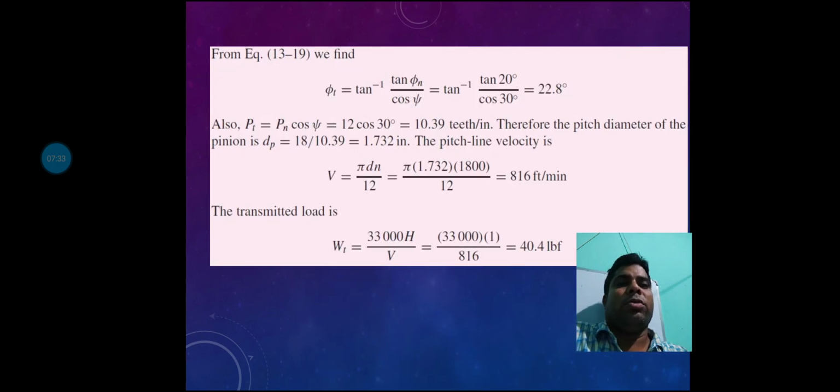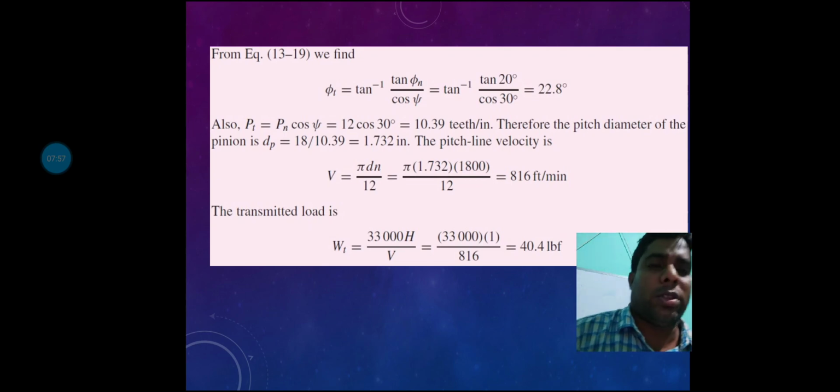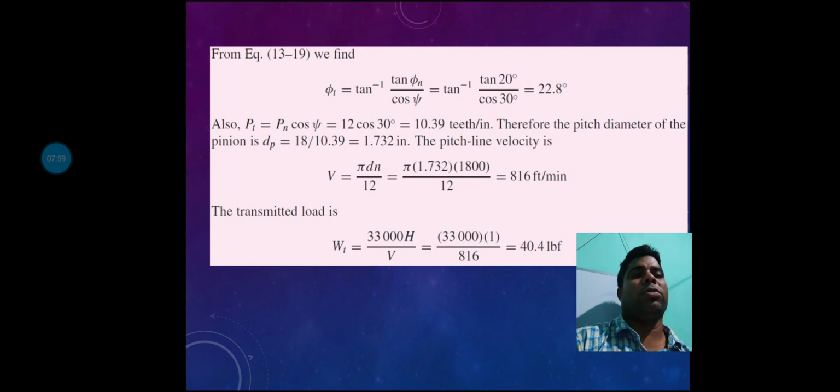Phi t, as per the equation, is equal to tan phi n divided by cos psi. Putting in all the values of phi n and psi, we get phi t equal to 22.8 degrees. We know that Pt is equal to Pn cos psi, that is 12 cos 30, which gives 10.39 teeth per inch.